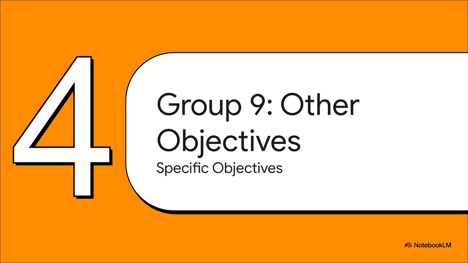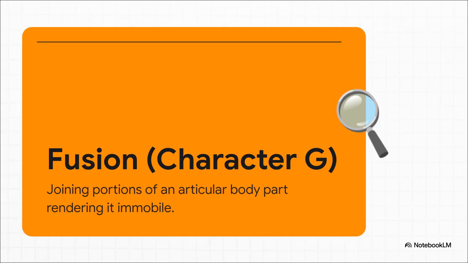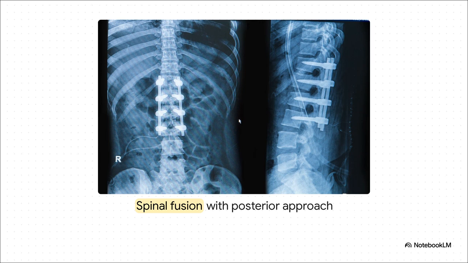All right, Section 4, Group 9, Specific Objectives. First in this final group is fusion, character G. This means joining together portions of an articular body part to make it completely immobile. Fusion procedures are strictly performed on joints, joining them together using a fixation device, a bone graft, things like that. Spinal fusion is your prime example here. Check out the interbody fusion devices visible on this X-ray.